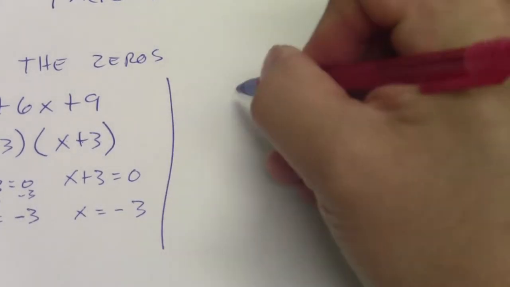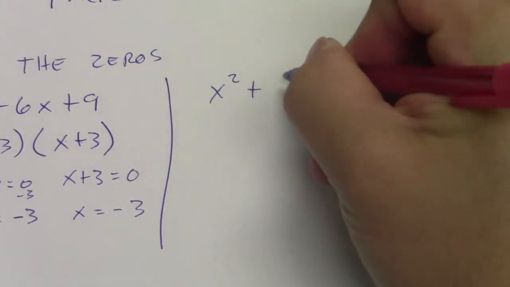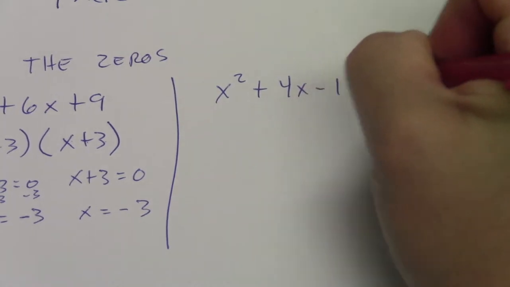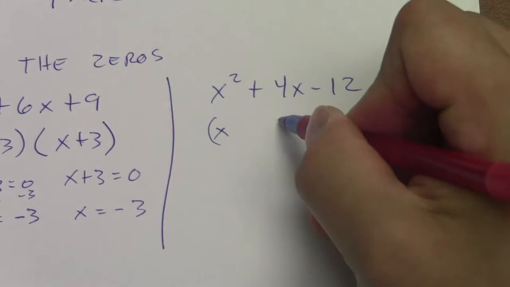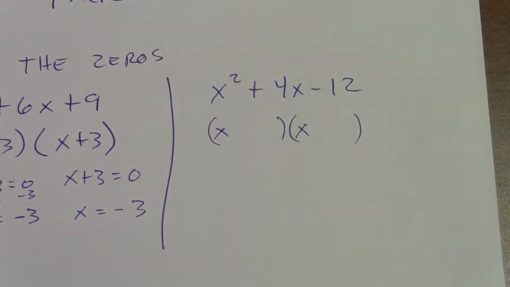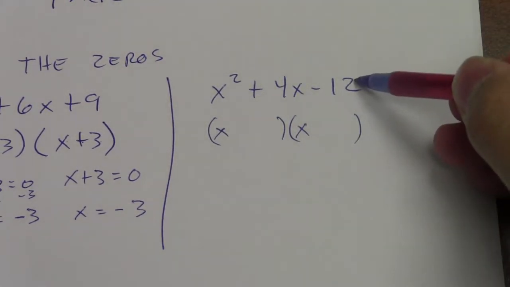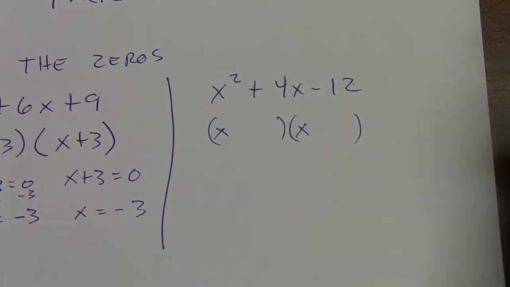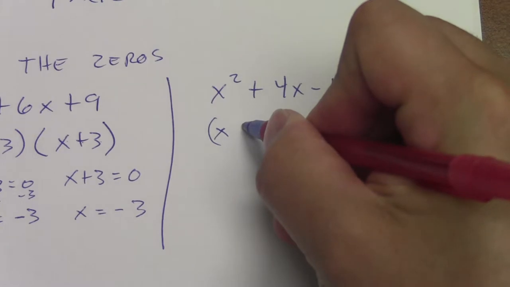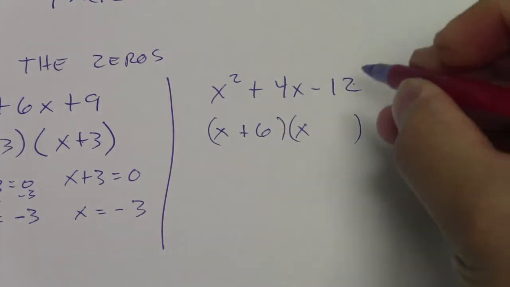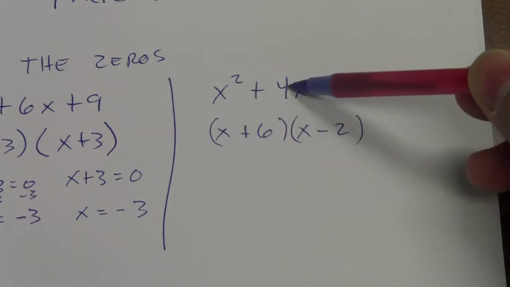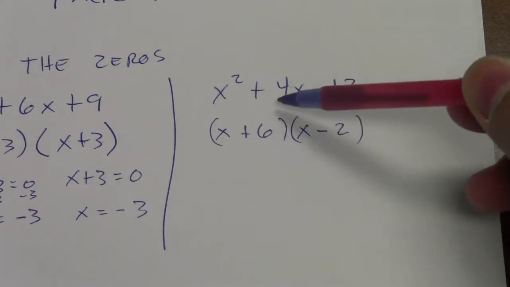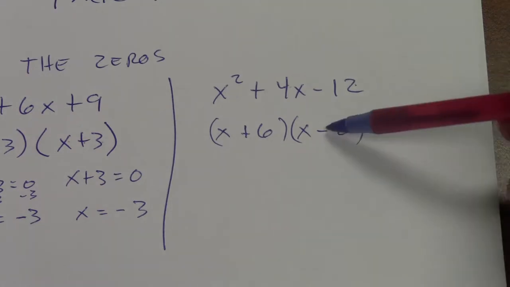Let's try x squared plus 4x minus 12. All right, once again, break it down. I know they're going to be x's on both sides. I just got to find something that's going to, when multiplied, give me 12 and, when added, give me 4. So let's try a 6 and a -2. 6 minus 2 will give me the 4, and it'll be positive. And then 6 times 2 is 12, and that'll give me a negative.